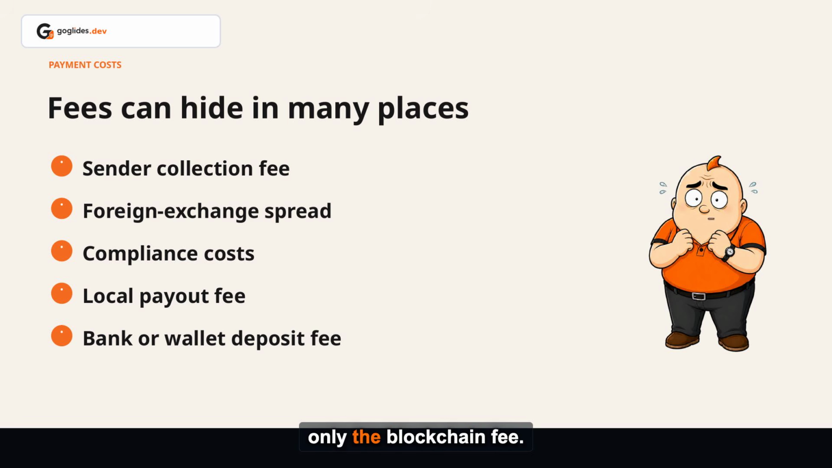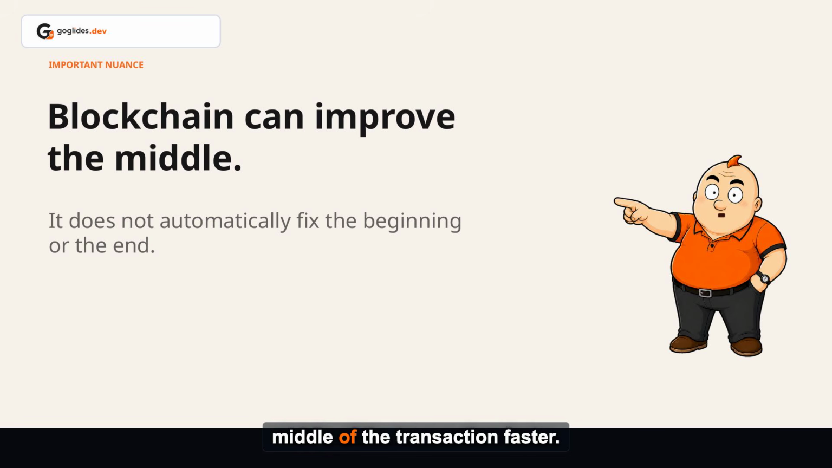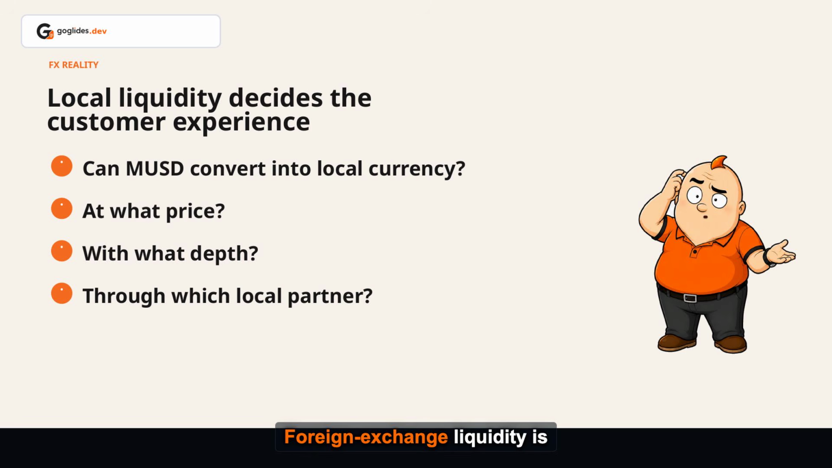The total cost is not only the blockchain fee. It may include the fee to collect the sender's money, the foreign exchange spread, compliance costs, the local payout fee, and sometimes another charge to place the money inside a bank account or mobile wallet. The blockchain can make the middle of the transaction faster. It does not automatically make the beginning or the end cheaper. Foreign exchange liquidity is especially important. If a local partner cannot efficiently convert MUSD into Kenyan shillings, Nepalese rupees, or Ghanaian cedis, the fast blockchain transfer does not help much. So the real MUSD system would need to look like this.